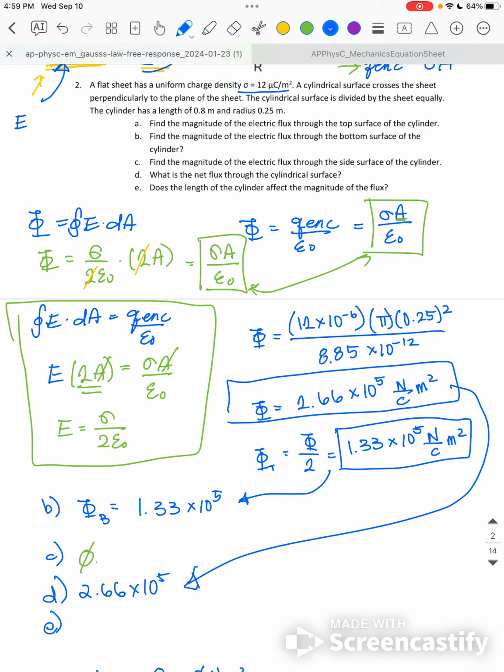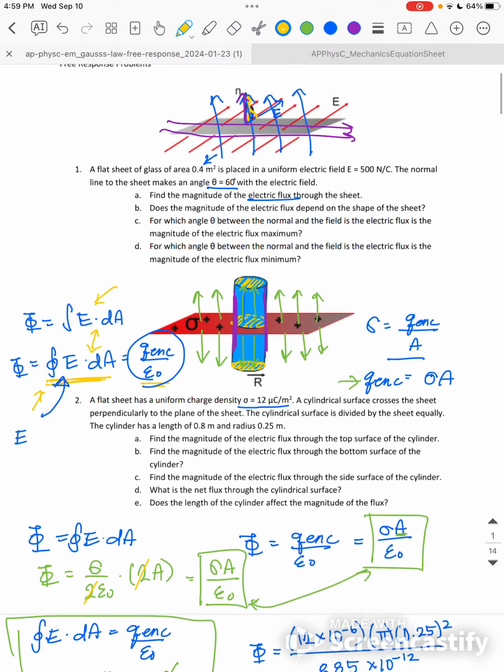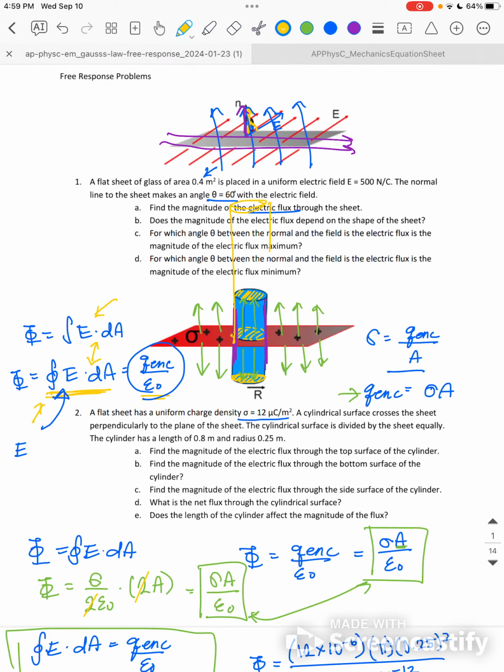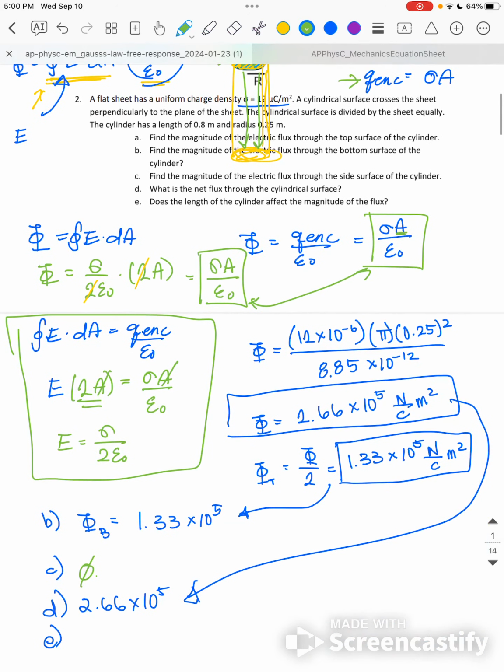But the last bit, does the length of the cylinder affect the magnitude of the flux? The flux is the number of electric field lines. If I draw a cylinder that goes all the way up here and all the way down here, does it change the amount of electric field lines if I could extend them up? I see 2 electric field lines going up and going down, and no matter how long I make that cylinder, it will always be 2 electric field lines going up and going down. Flux doesn't change based on height, and so for problem part E, the answer is no.